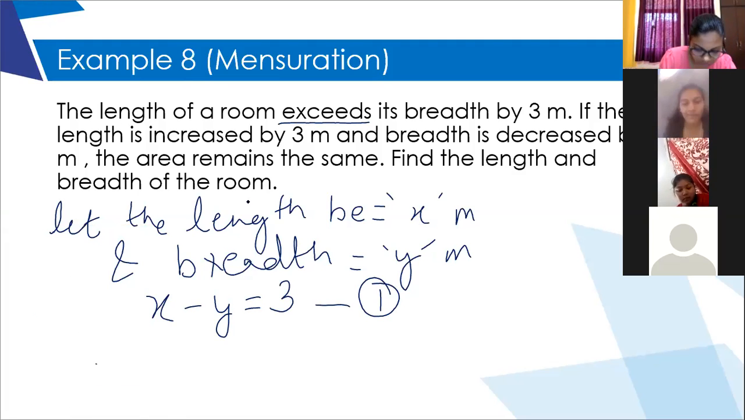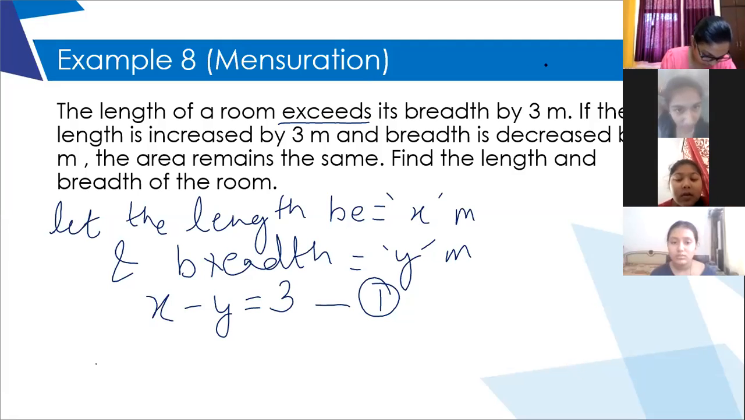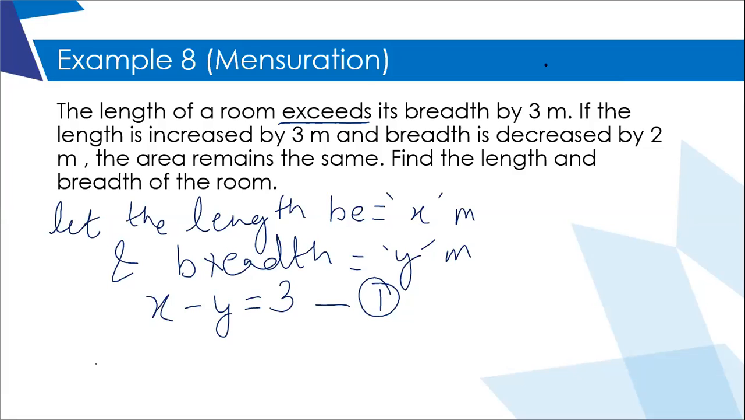Okay. Now tell me, Priyadarshini, what will be the second equation? If the length is increased by 3 meters and breadth is decreased by 2 meters, the area remains the same. This will give you your second equation.